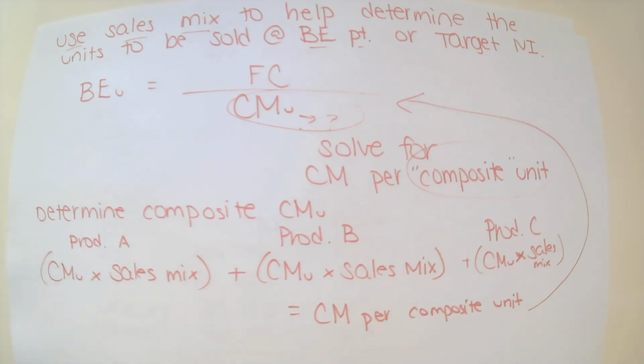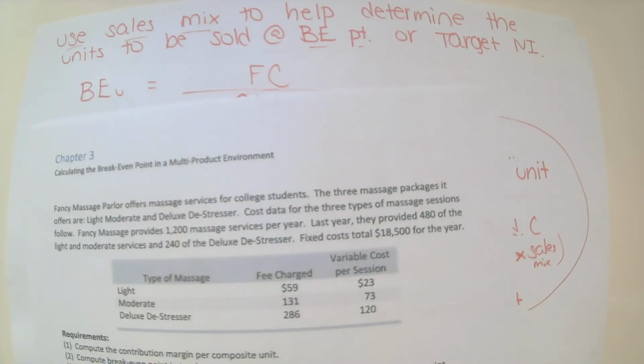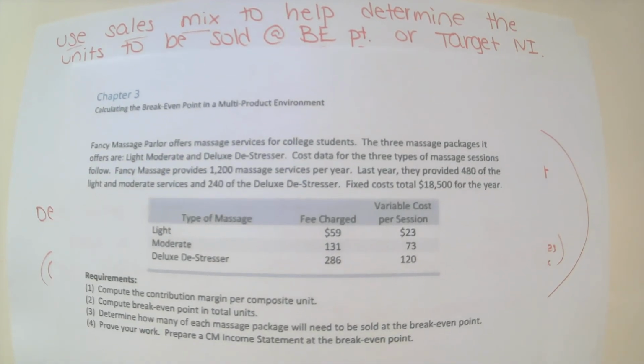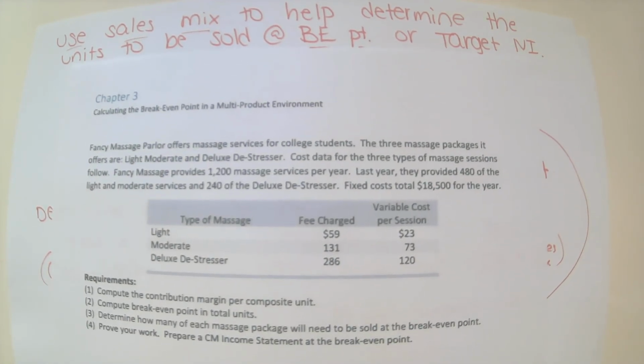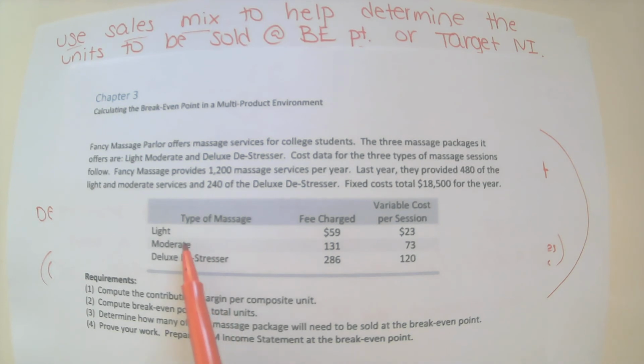I think it's easiest if we work through one. So go ahead and download your own copy of this exercise. It is Fancy Massage Parlor, and it is a service company that's offering 3 different services. Okay, light, moderate, and deluxe de-stressor massage. And then we're given the fee they charge, all that.